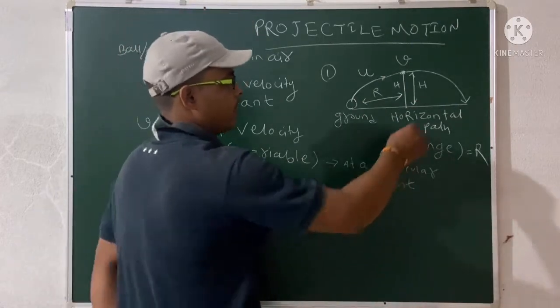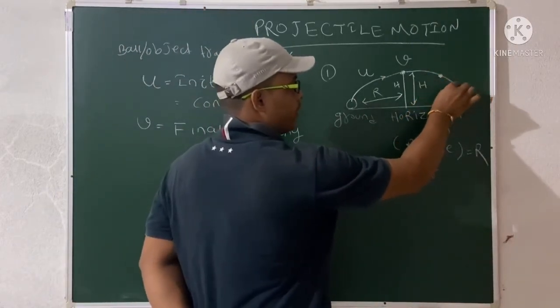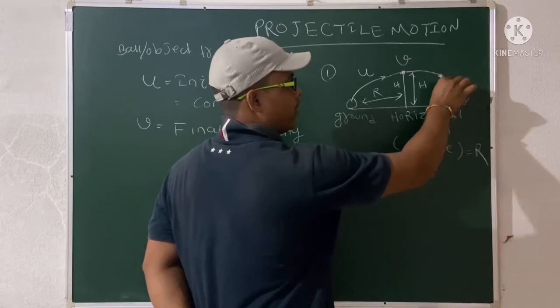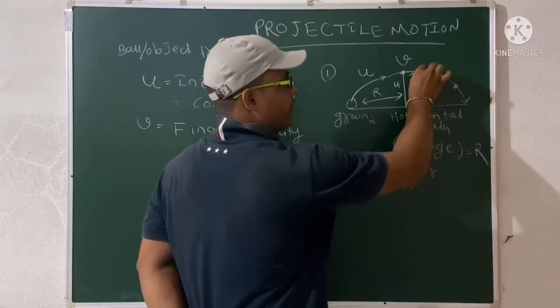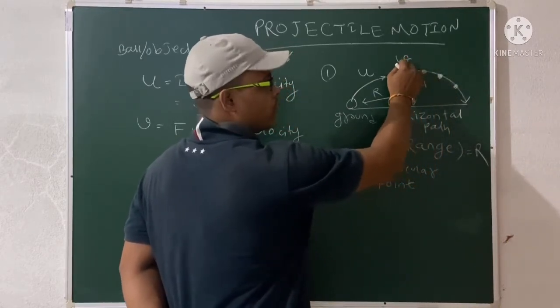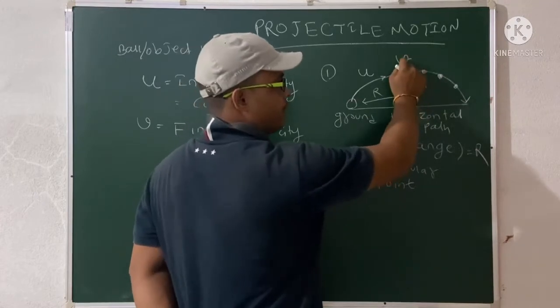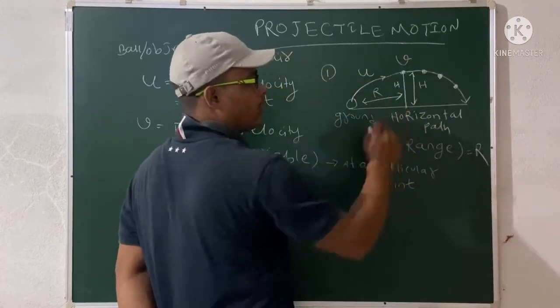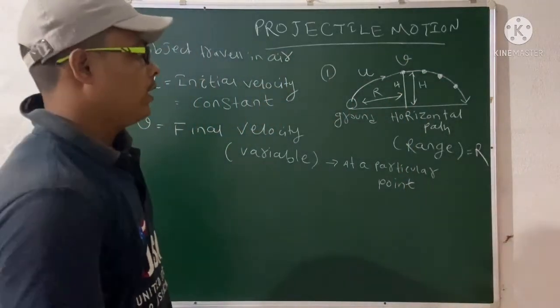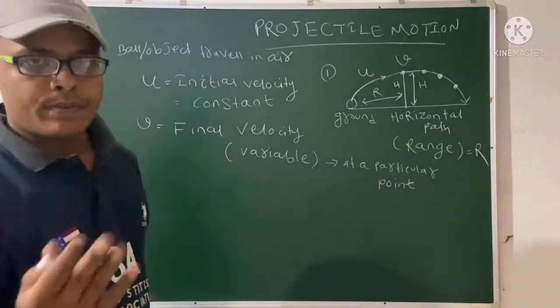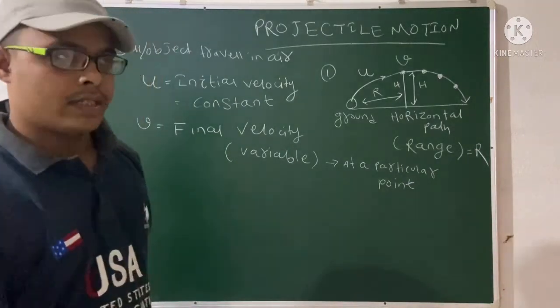If you are considering this point, what is the velocity here, and what is the velocity here, and here? This velocity varies, meaning it is not constant, so we call it the final velocity. Then the velocity has different x components and y components, that is a different thing.